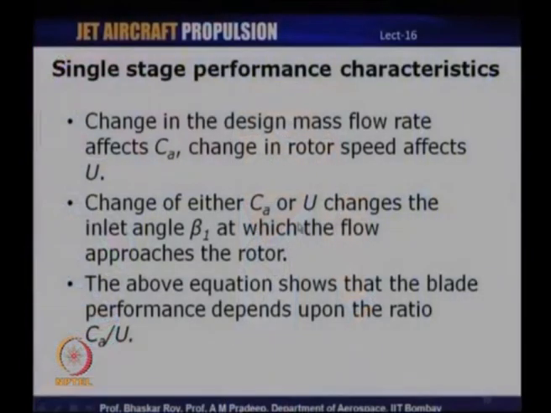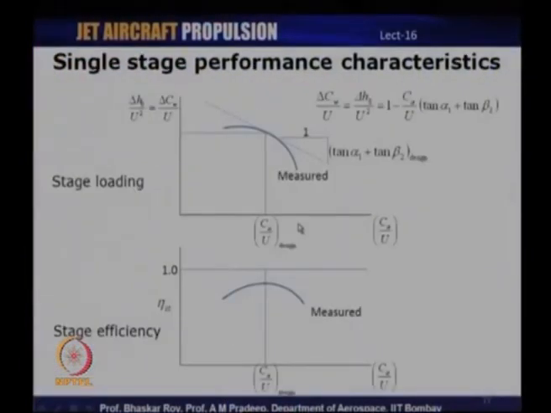And so, we have already defined Ca by U, if you recall earlier on, as we had defined in the last lecture. So, let us look at what happens as you change Ca by U. That is basically the flow coefficient as defined last time. So, what we have plotted here are two parameters. One is the stage loading in terms of what we have just now derived, delta H naught by U square, which is delta Cw by U, and the stage efficiency.